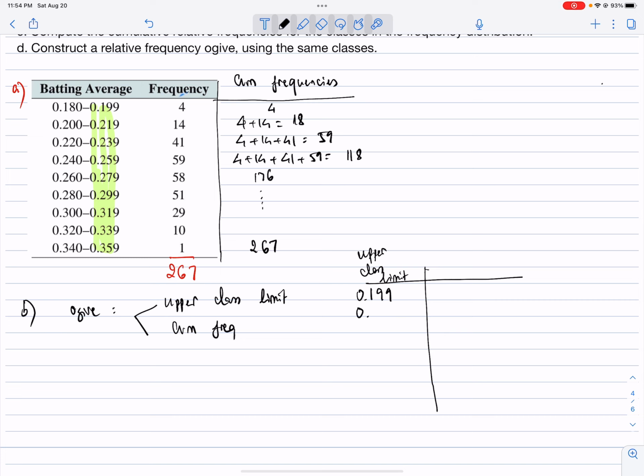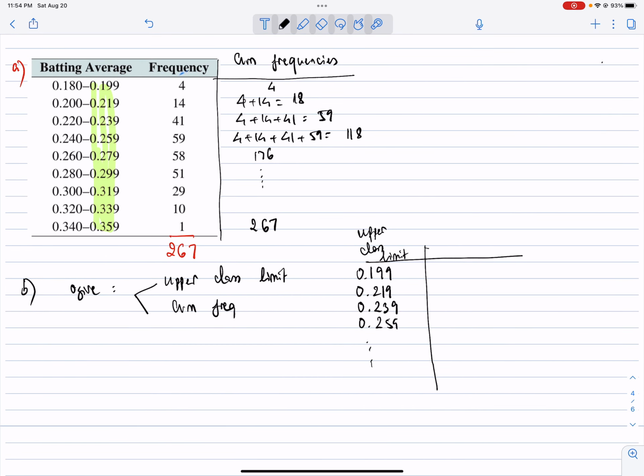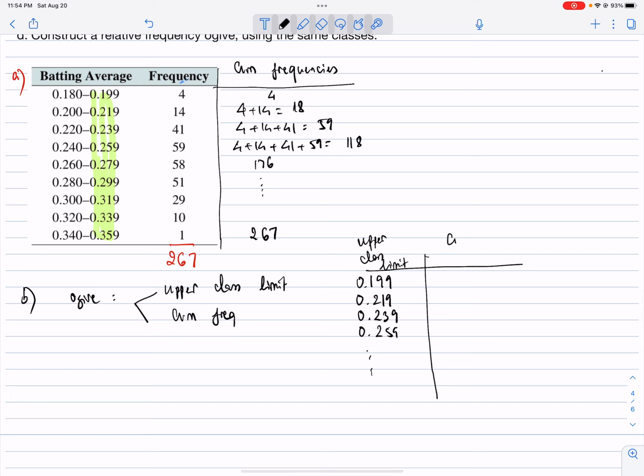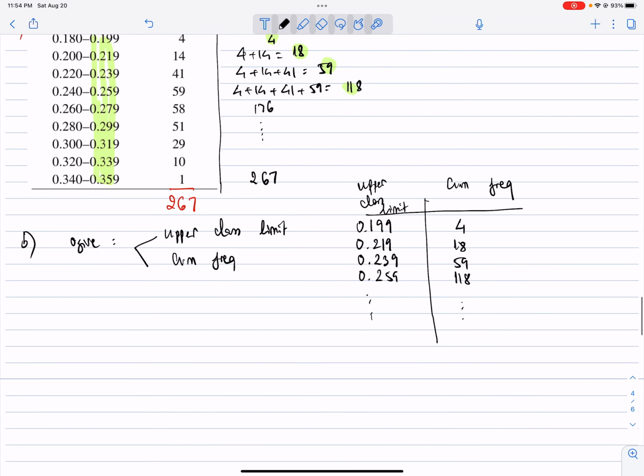0.199, 0.219, 0.239, 0.259, and so on. So you just copy all of the upper class limits. And the Y part is the cumulative frequency. So that will be 4, and those are the ones that we just calculated from part A, 18, 59, 118, and so on. You notice that the X part, the numbers just keep increasing. The cumulative frequency, the numbers also just keep increasing. So the ogive graph is going up.